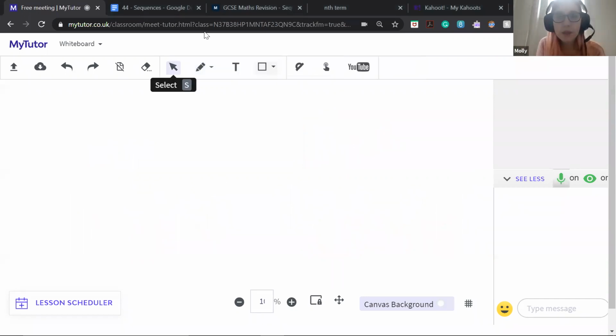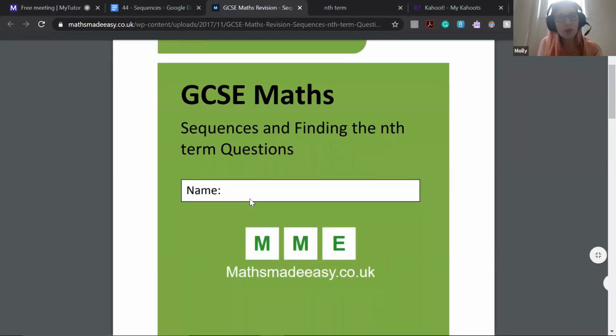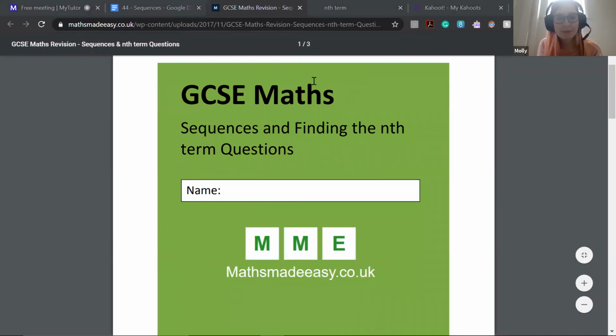nth term now. So we'll start off on the Maths Made Easy sheet, because, you know, I know you guys will go into a crazed panic if I don't.